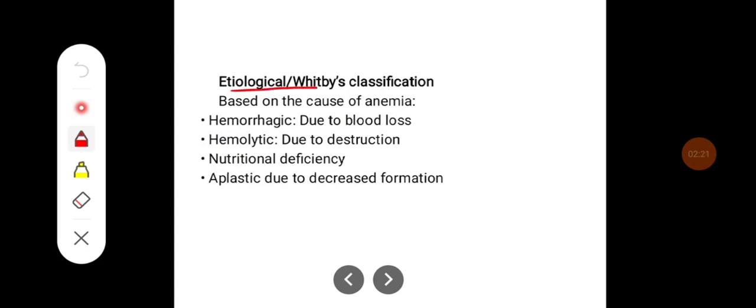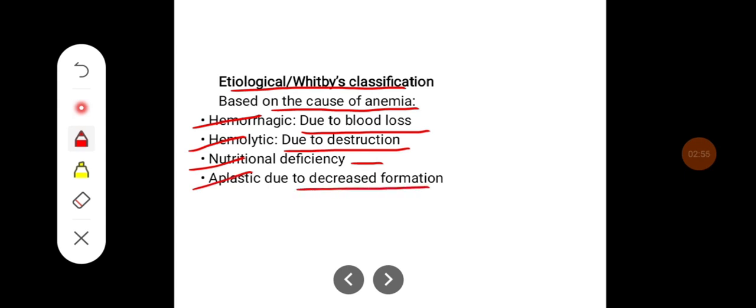There is an etiological classification, which is also called Whitby's classification, and this is based on the cause of anemia. The different causes are: the anemia could be because of hemorrhage, which is called hemorrhagic; it occurs due to blood loss. Hemolytic anemia is seen due to the destruction of RBC. Nutritional deficiency of proteins and minerals can lead to anemia. Aplastic anemia, due to decreased formation, is another cause for anemia.